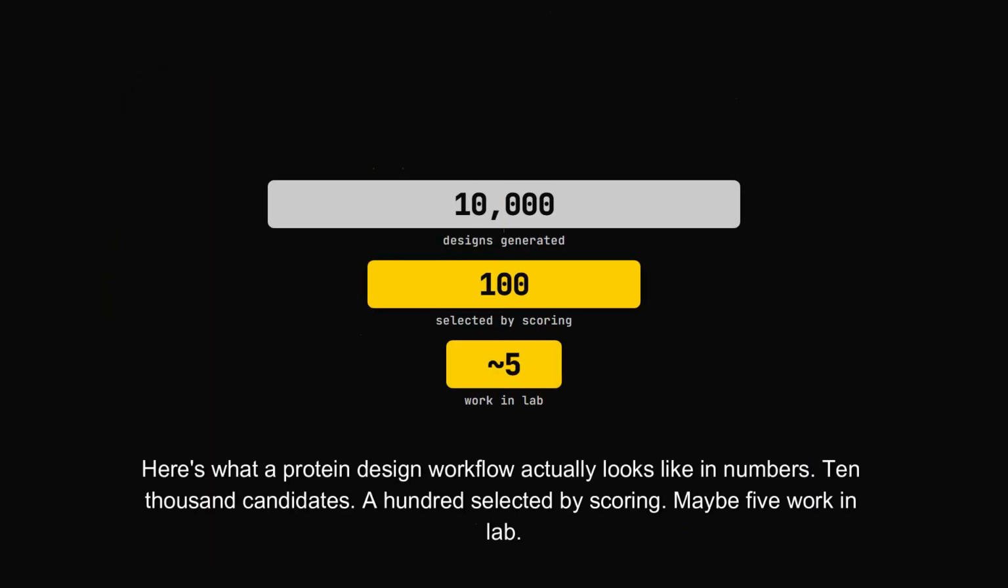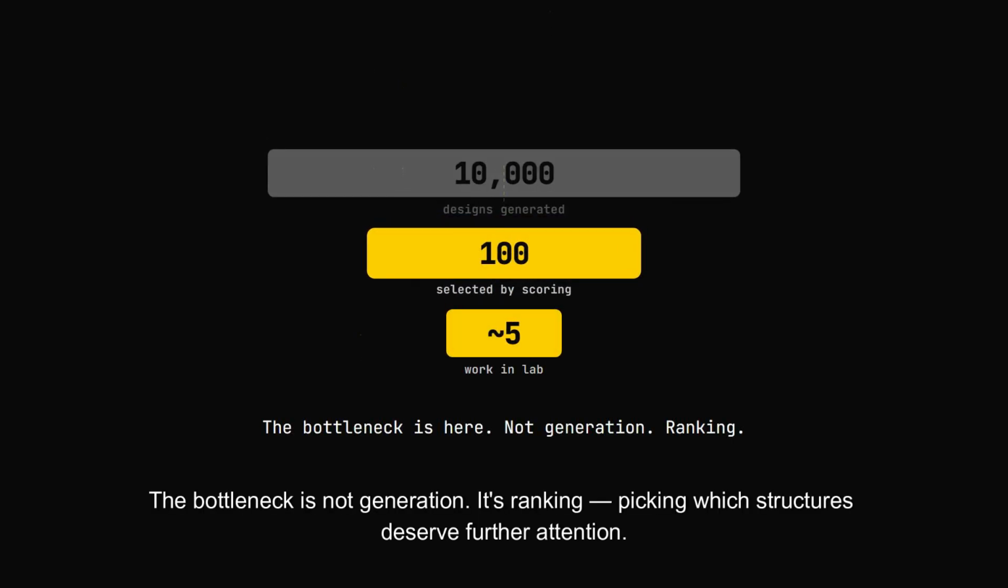Here's what a protein design workflow actually looks like in numbers. You generate 10,000 candidate structures. You score them somehow. You pick 100 for further filtering. Maybe 5 of those work experimentally, and that's a good day. The bottleneck is not the first step. Any generative model can give you structures now. The bottleneck is the second step. Ranking, picking which ones deserve further attention.